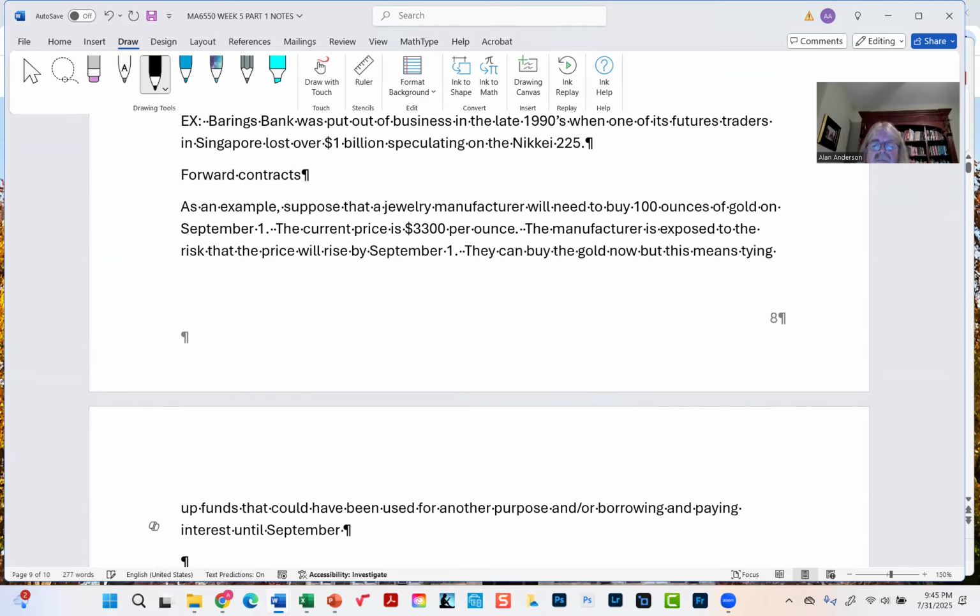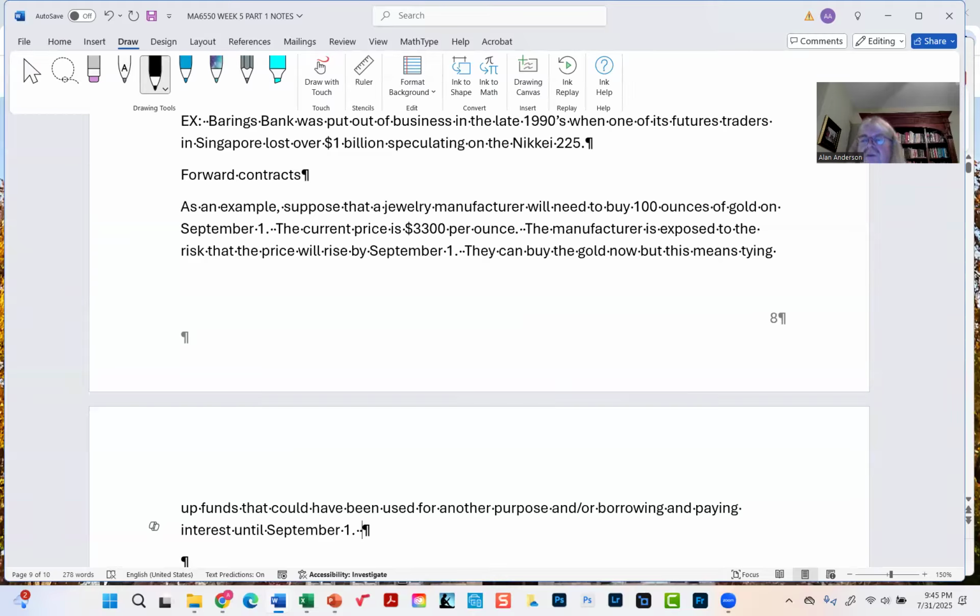That's kind of awkward. In other words, you don't want to get involved with buying it now because it's a lot of money. You're talking about 100 times $3,300, that's $330,000. What if they don't have the money now, and they have to borrow it from a bank? And then there's the other thing too with gold. It has to be stored somewhere safely, and that could end up being costly.